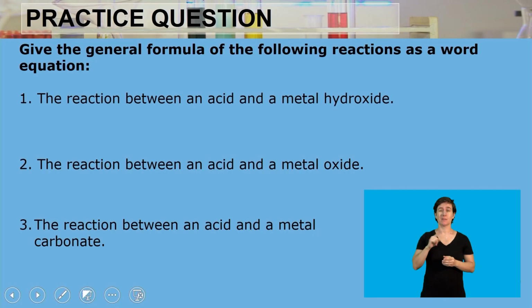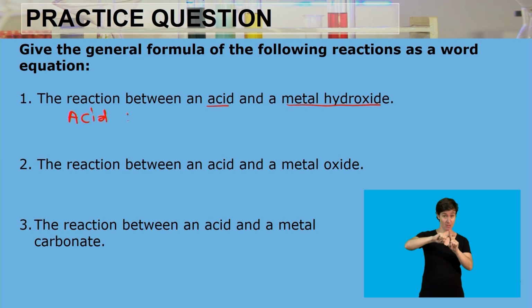The first question says we need to give the general formula of the following reactions as a word equation. So we need to give the general formula as a word equation for the reaction between an acid and a metal hydroxide. What is going to be formed, what is the product when an acid reacts with a metal hydroxide? So acid plus metal hydroxide.